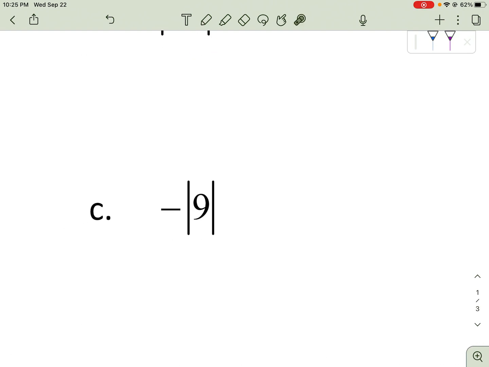Now, here we have to do this in order, so we do the absolute value of 9 first, which gives us 9, but there's a negative in front, so this one actually equals negative 9. Notice that the absolute value didn't equal a negative number. This still equals 9, but then there's a negative in front. So you can get negative answers, but not from the absolute value itself.